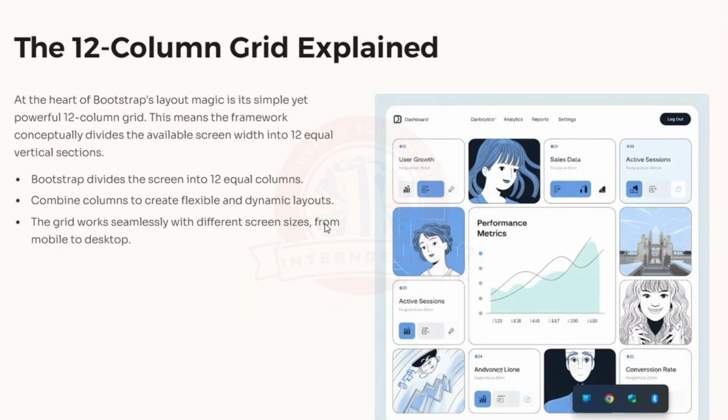The 12-column grid. Bootstrap Grid is a 12-column grid. At the heart of Bootstrap layout magic is a powerful 12-column grid. This means the framework conceptually divides the entire available screen width into 12 equal vertical sections. Bootstrap divides the screen into 12 equal columns, and combines columns to create flexible and dynamic layouts. The grid works seamlessly with different screen sizes from mobile to desktop.